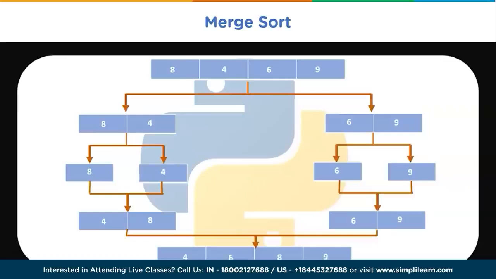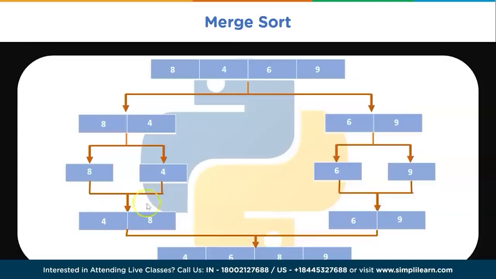Now you have two merged halves which are in sorted order, 4 and 8 and 6 and 9. Now, while merging, you compare the leftmost elements of each array. So first you will compare 4 and 6. So 4 and 6, now 6 is greater than 4. You place 4 and 6 at their correct positions.